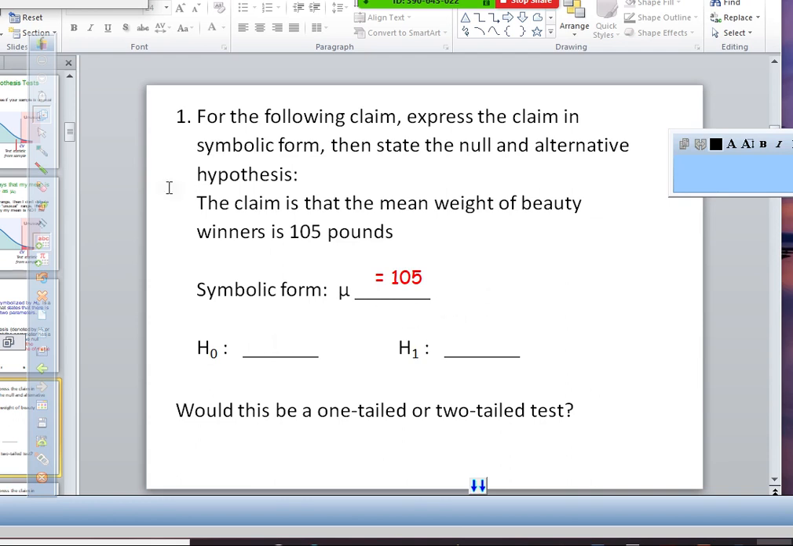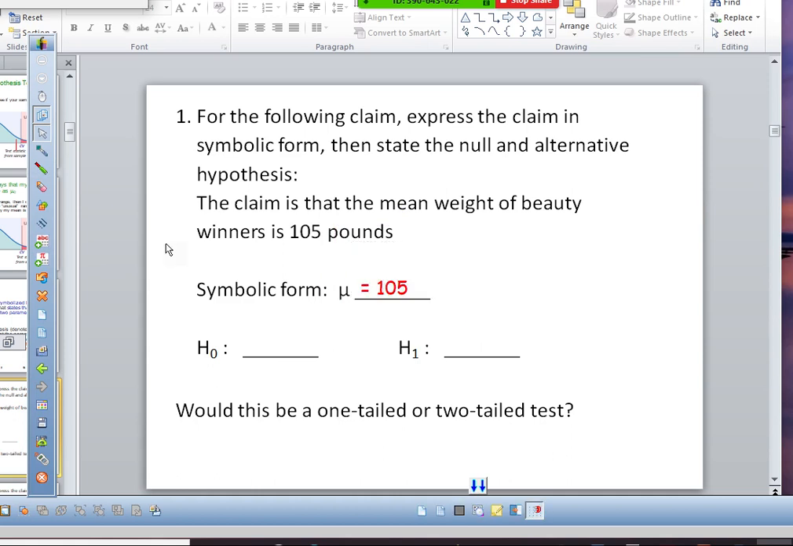Now, H0 is always going to be equals. You guys know that, right? We talked about that last time. So H0 is always going to be mu equals or p equals. And this number here, this 105, you guys pay attention. This 105 stays the same. 105 is whatever you have in your claim. That's going to be the same number here, same number there. 105 doesn't change. What changes is this symbol: equals, less than, greater than, not equal to.